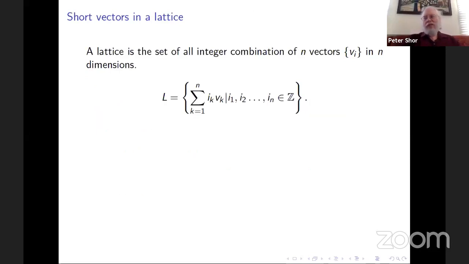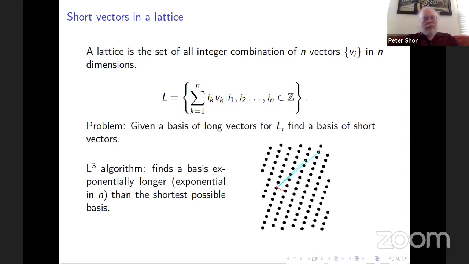So first, I need to say something about lattices. I expect everyone, at least everyone in this workshop, knows this, but I think there are probably some quantum computation people who may not know about lattices listening to this talk. So I'm going to go into this. A lattice is just the set of integer combinations of n vectors in n dimensions. So it looks something like this.